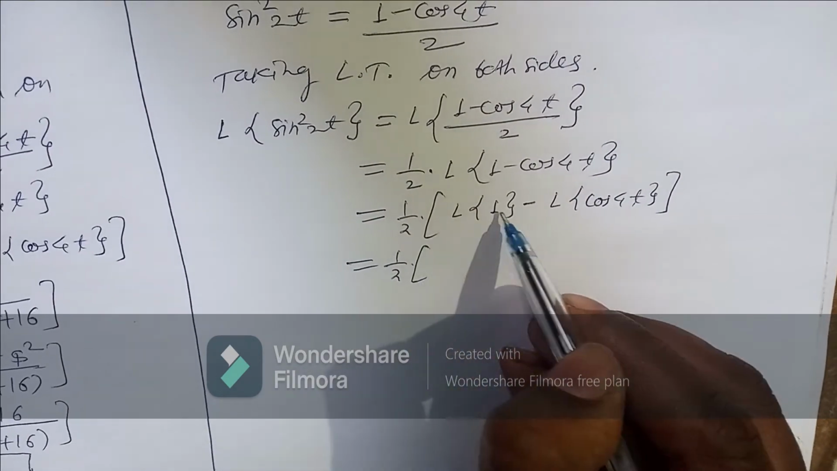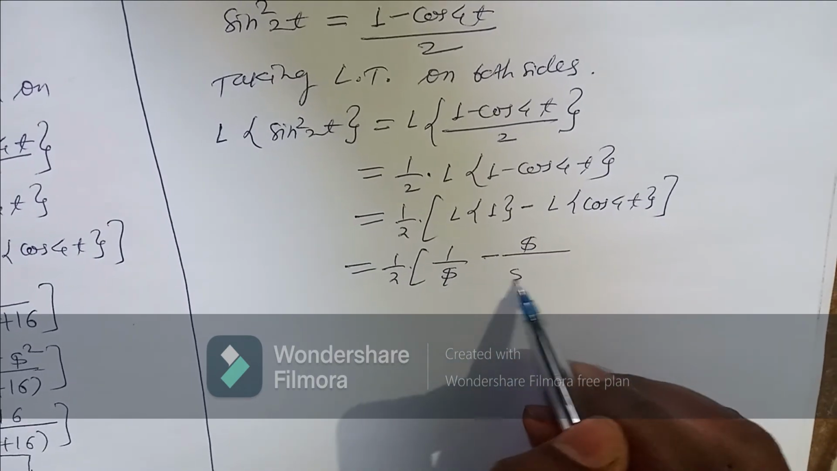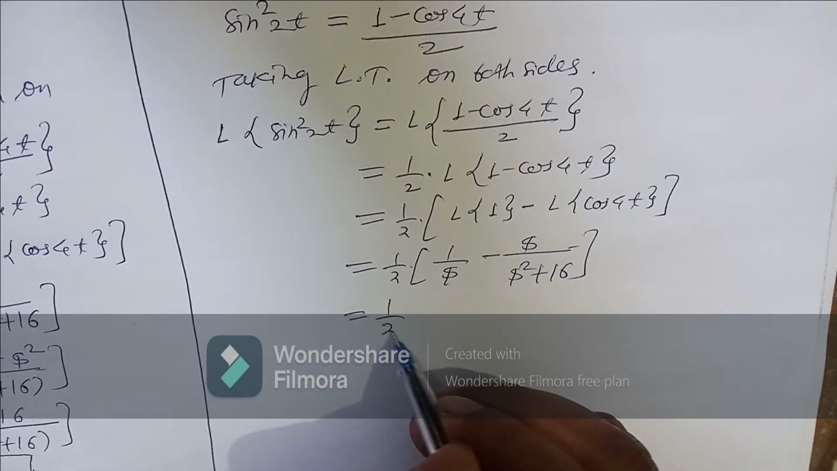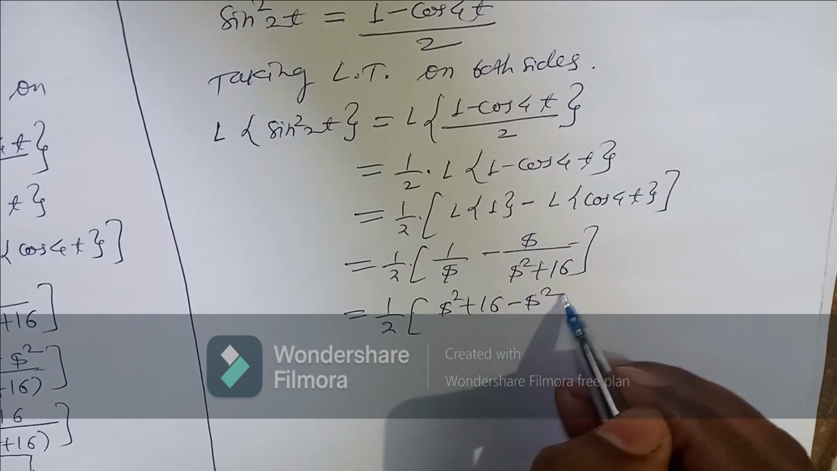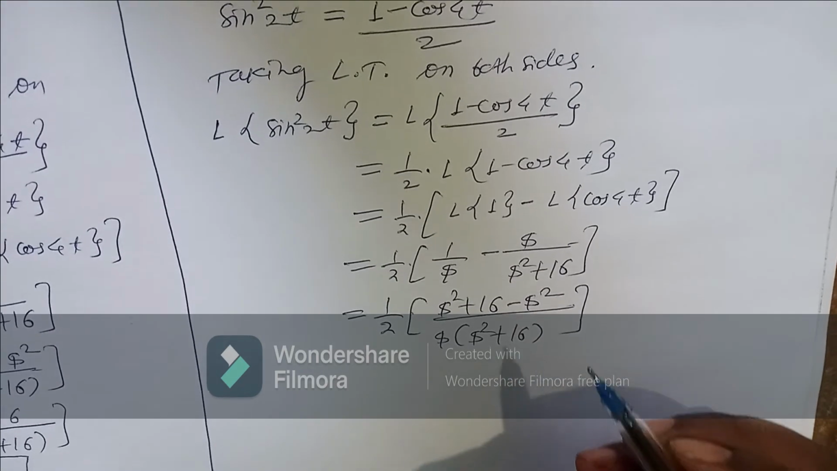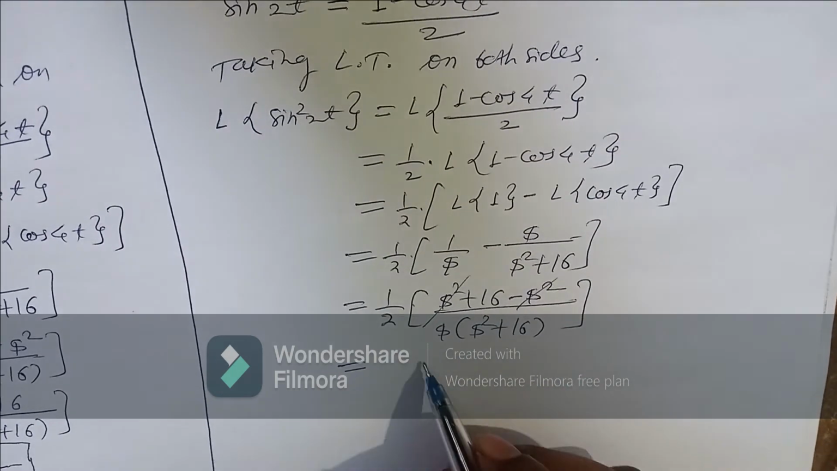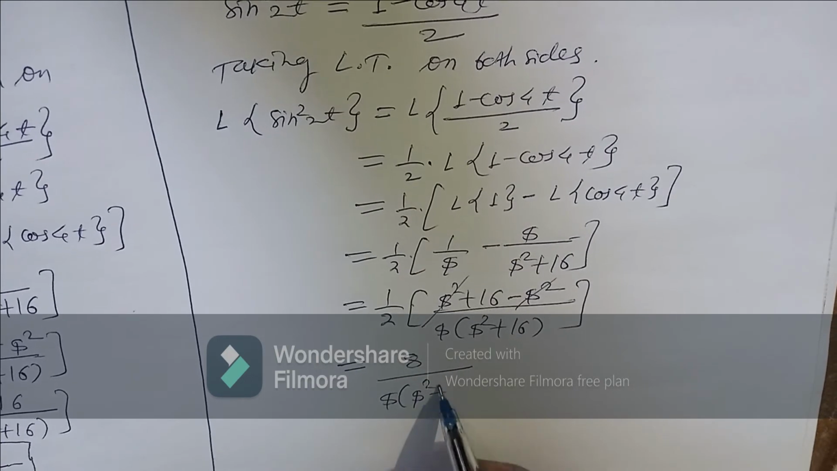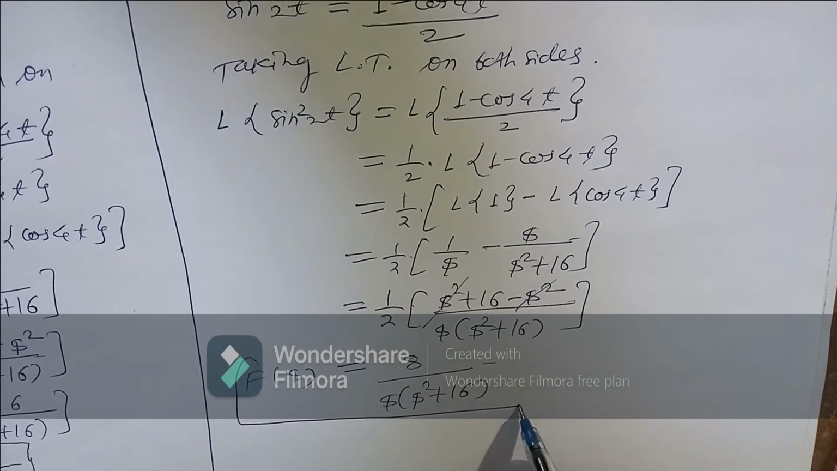1 by 2 in bracket, Laplace transform of 1 is 1 upon s minus Laplace transform of cos 4t, what is that? s upon s square plus 16, square of 4. That is equal to 1 upon 2 in bracket, cross multiplication, s square plus 16 minus s into s square upon s divided by s square plus 16 bracket close. This s square and this s square get cancelled, 16 divided by 2, that will be 8. So 8 upon s in bracket s square plus 16. This is the final answer. This is Laplace transform of sine square 2t.